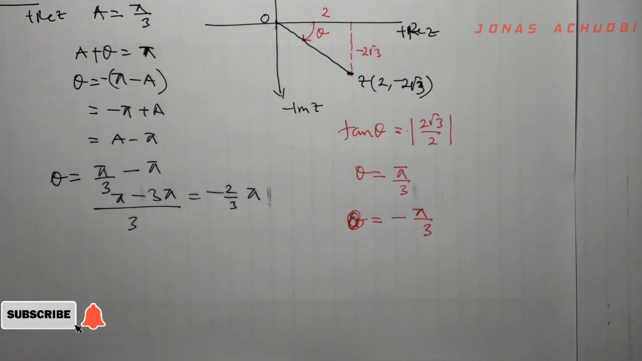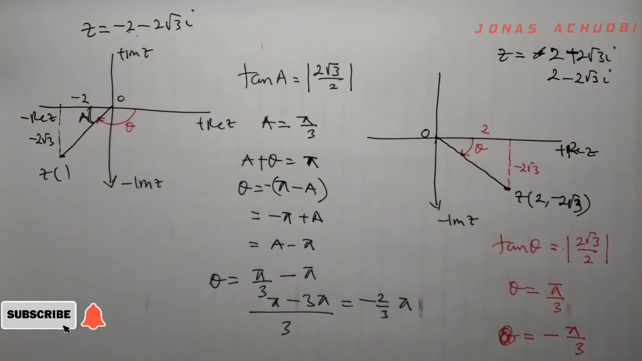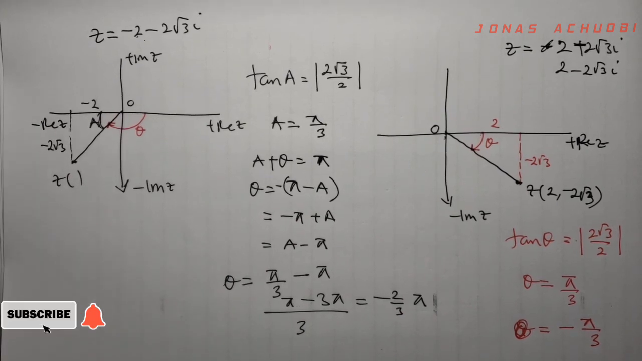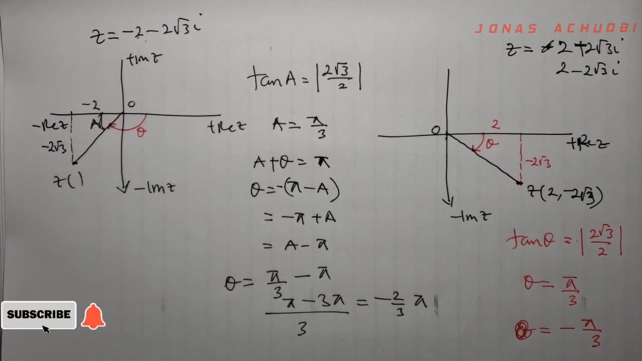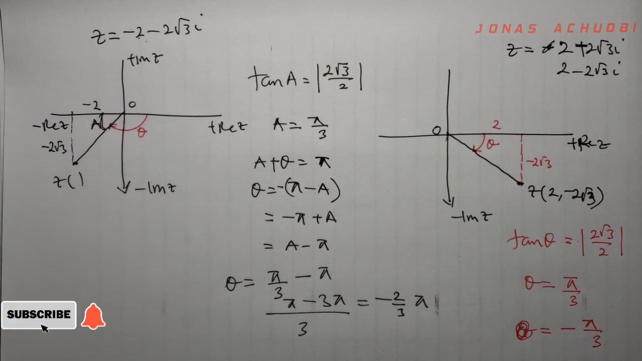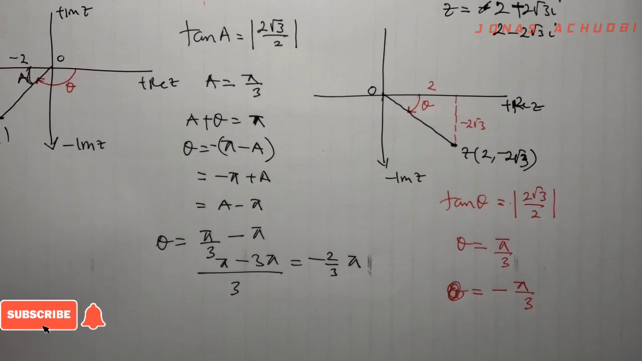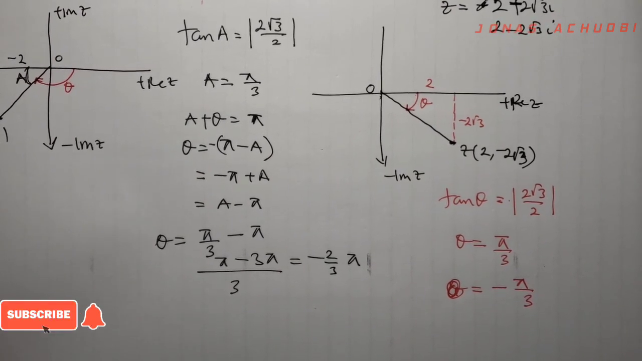So we have just demonstrated in this video how we calculate or obtain the argument of complex numbers depending on the quadrant in which the complex number is found. In our next video, we shall be dealing with what we call the polar form or trigonometric form of complex numbers.